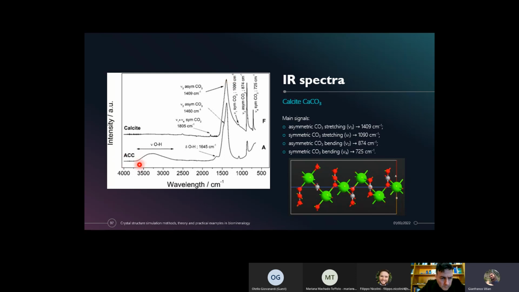If you consider here, this is ACC, which stands for amorphous calcium carbonate. It is an amorphous material, and you can see that the same signal falls at a different wave number. Here it was about 1400 reciprocal centimeters. Here it is 1460 reciprocal centimeters. So you have a shift in frequency. This depends on the chemical environment: different chemical environment, different arrangement of the atoms in the structure.